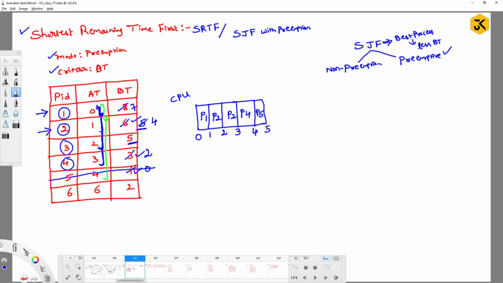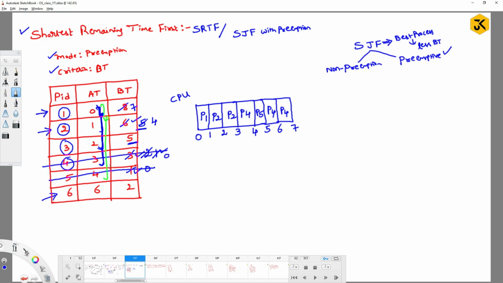Now by the time of completion of 5 units, what processes are available in the ready state? Only P1, P2, P3 and P4. Which one has the least burst time? P4 has the least burst time. I will allocate 1 unit of time, that is 6. And by the time of 6 units, what processes are available in the ready state? P1, P2, P3, P4 and P6. But out of these, which one has the least burst time? Again P4, right? So if I allocate P4 1 more unit, it will finish its task, meaning P4 is completed.